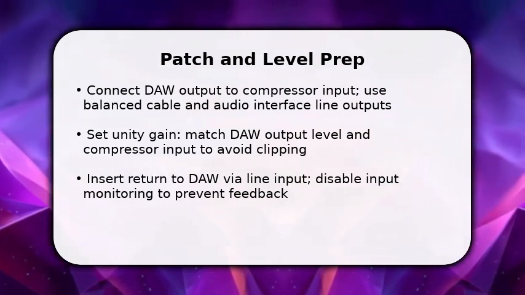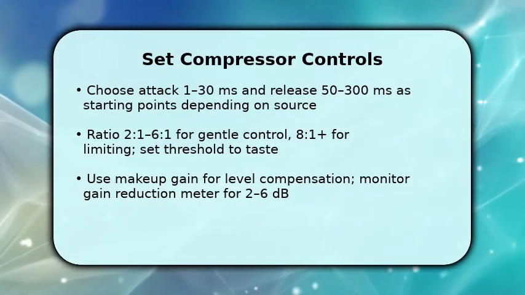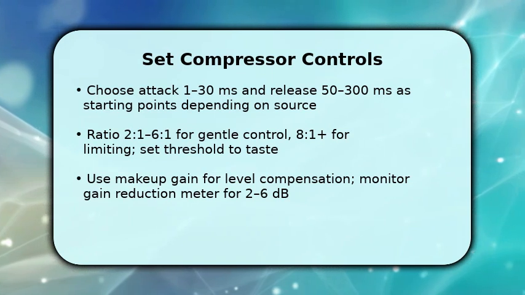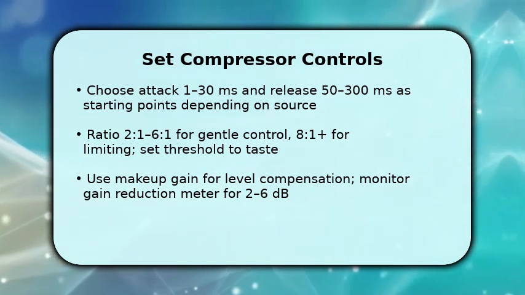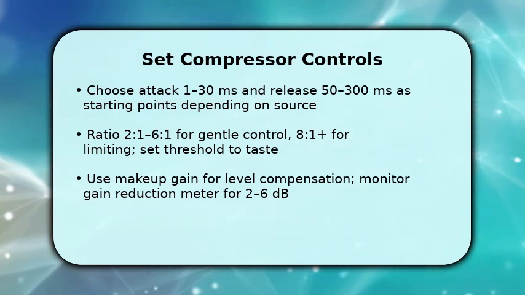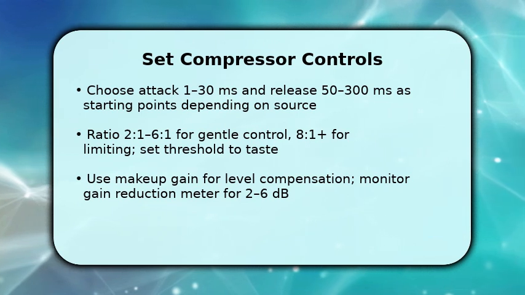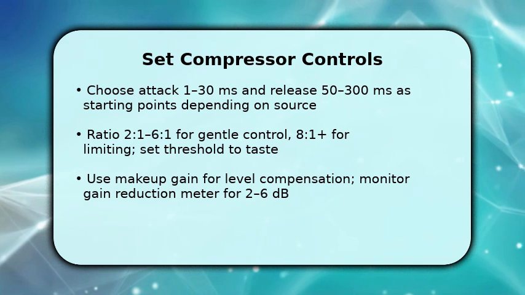session. Next, you dial compressor parameters while listening to the tracked material. Start with attack and release values that suit the instrument. Fast attacks tame transients, slow attacks preserve punch. Choose a ratio based on intent. Low ratios for glue, higher ratios for control or limiting, then lower the threshold until you see consistent gain reduction.